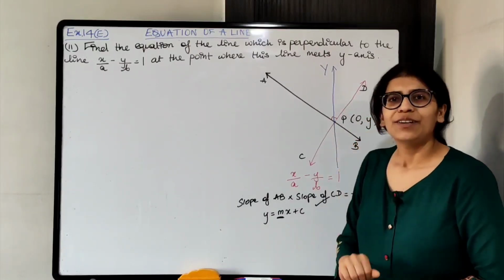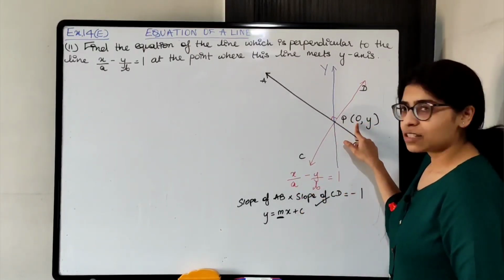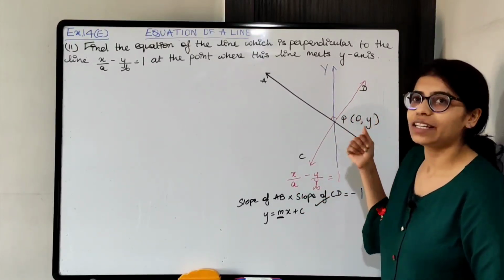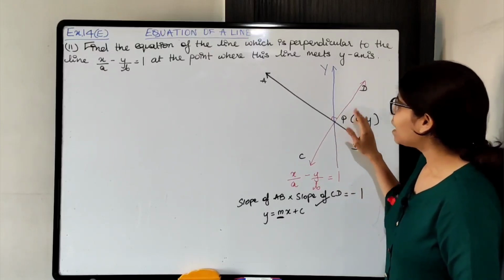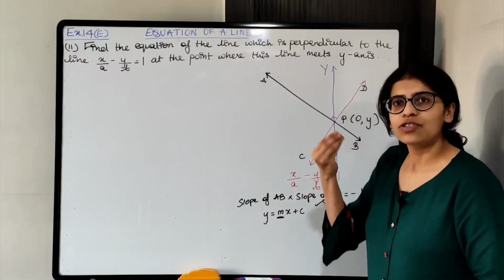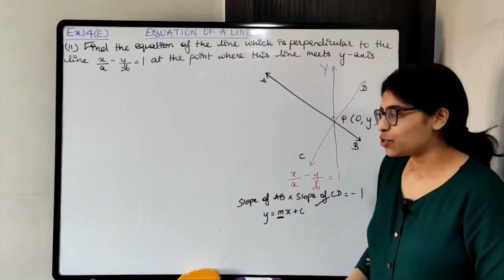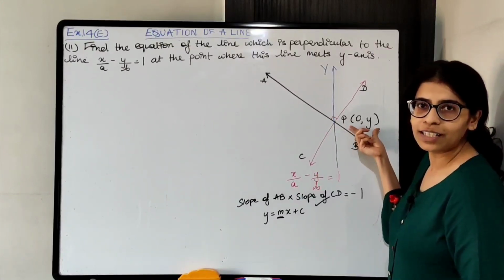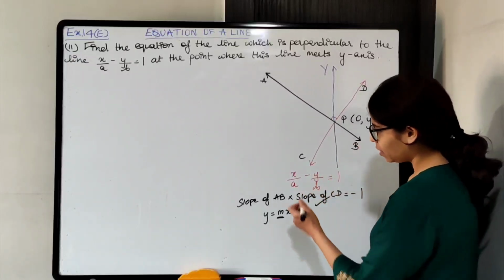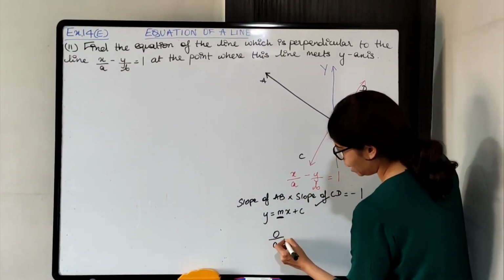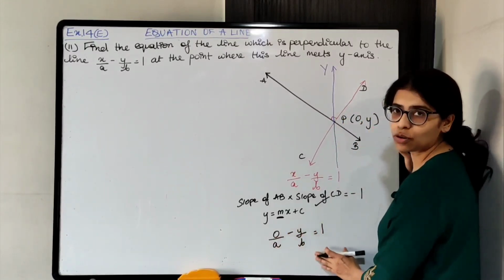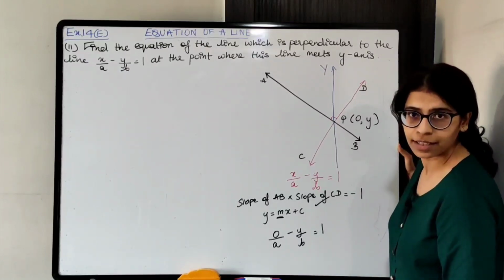We need to find the coordinates of P. The x coordinate will be 0 because it is lying on the y-axis also. So the x coordinate is 0, but how will we find the y coordinate? P is lying on all the three lines, so it is lying on CD also. It has to satisfy the equation of CD. All right. So over here the coordinates are 0 and y. In place of x I can put 0. So 0 upon a minus y upon b equals to 1. I just need to solve this and I'll get the y coordinate, right?